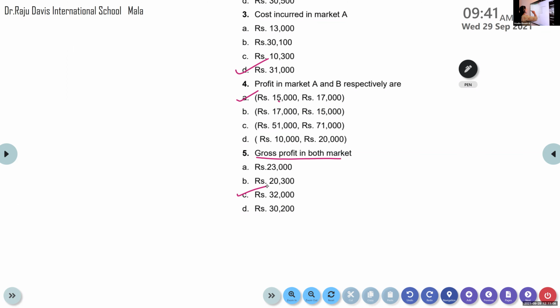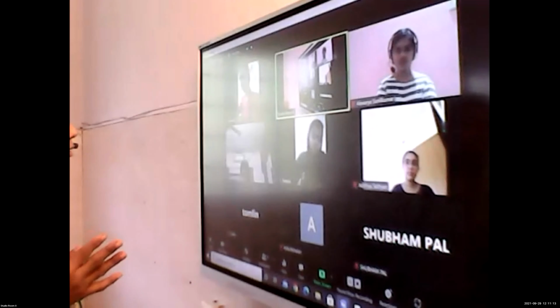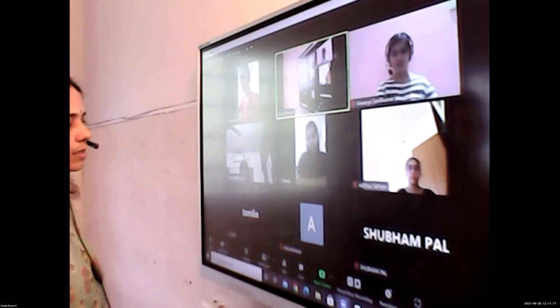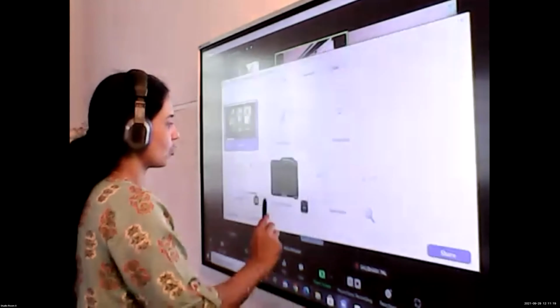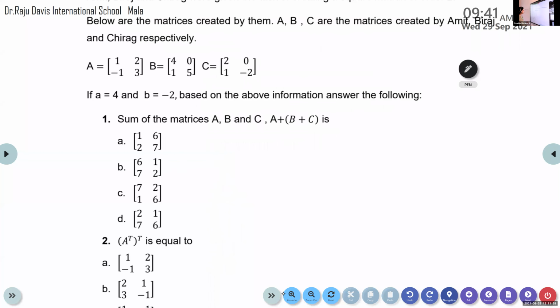Okay. Is the case study question okay, children? This is how you can expect the case study questions from the topic matrices and determinants. Let's move on to the next type. Okay, this is an easy question. If these are easy questions, you have to answer fast. Then only you'll be able to complete all the questions.